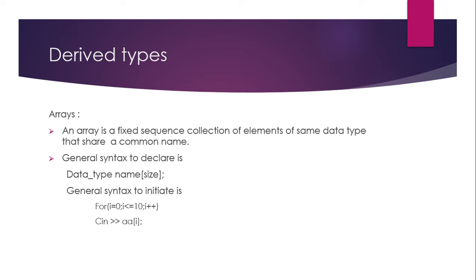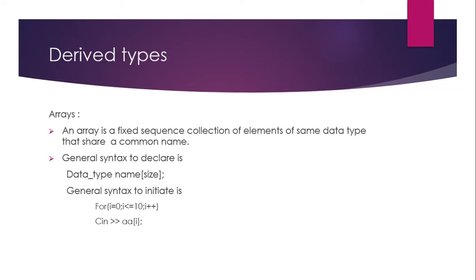Suppose, for example, we are going to define a set of names. All of them are going to be the same data type, character, and the size mentioned is going to be 10. It is fixed, it never changes. That is an array. An array is a fixed sequence collection of elements of the same data type that share a common name. What would be the syntax to declare?